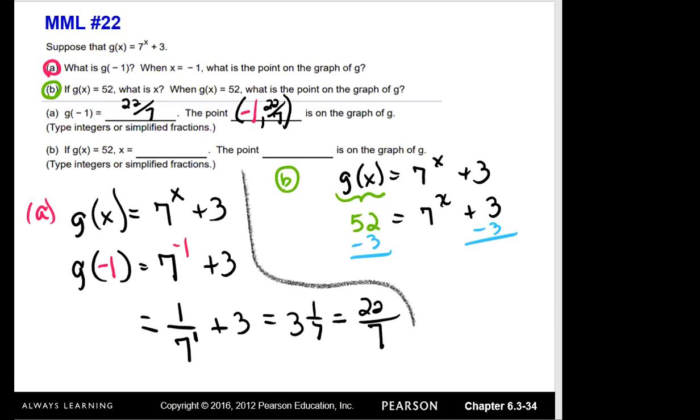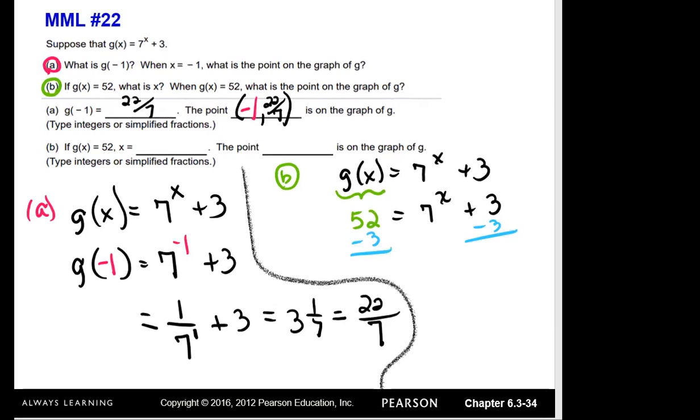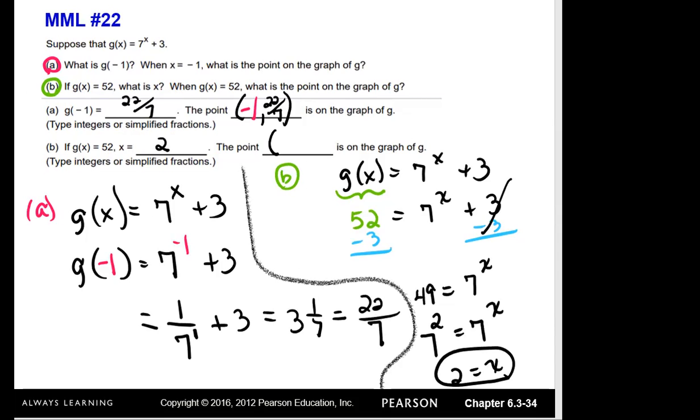Let me separate my work here. And then let's see, 52 minus 3 is 49. And over here, that cancels, so you're left with 7 to the x. And since the base on the right is a 7, is 49 a base 7 number? Yes, it is. It's a 7 squared. So a 7 to the second equals a 7 to the x, so the 2 is equal to the x. Boom. So if g of x is equal to 52, then x is equal to 2. And then the point 2 comma, and they gave us the y coordinate, that was 52, is on the graph of g.